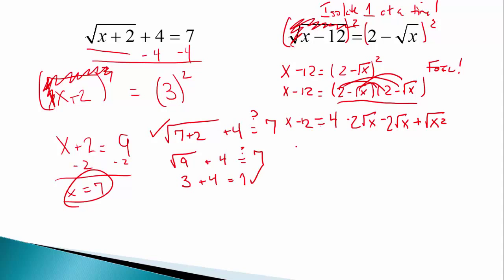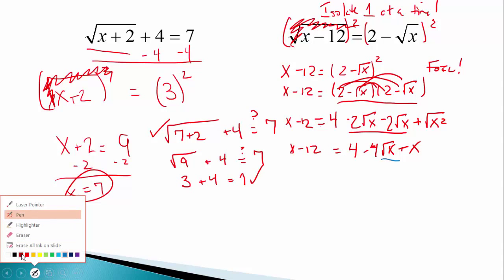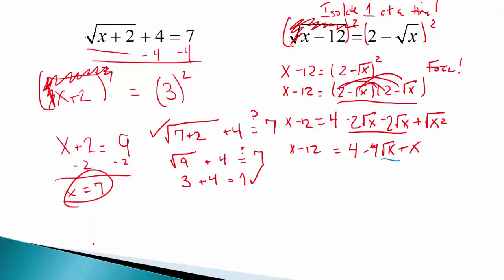Okay, we can clean that up a little bit. The root x's combine to get a negative 4 root x, and the square root of x squared is just x. All right? So now our goal is going to be to isolate that root x. So let's do that. We'll move the x's over to the left. They cancel. Now I get negative 12 equals 4 minus 4 root x.